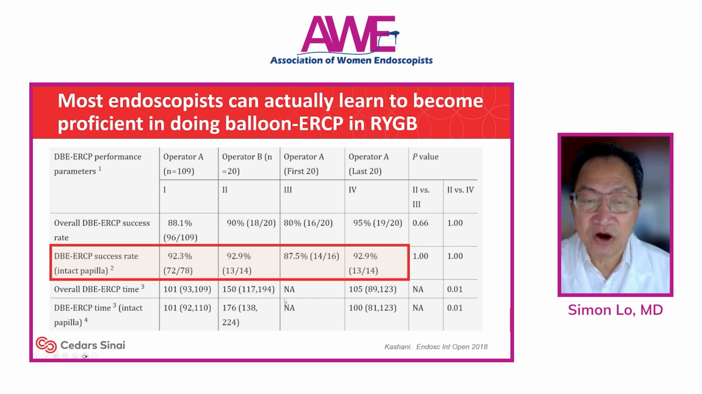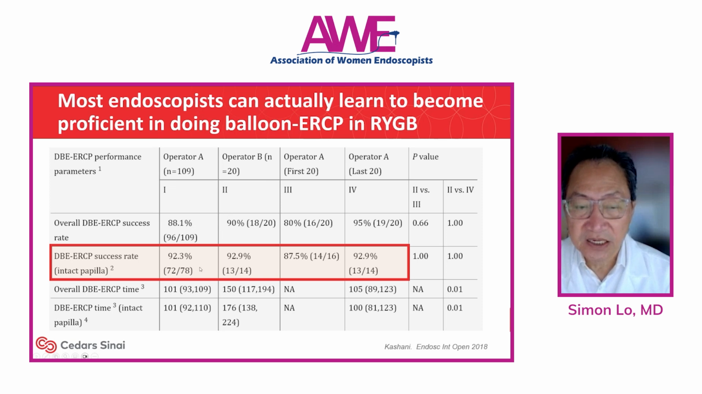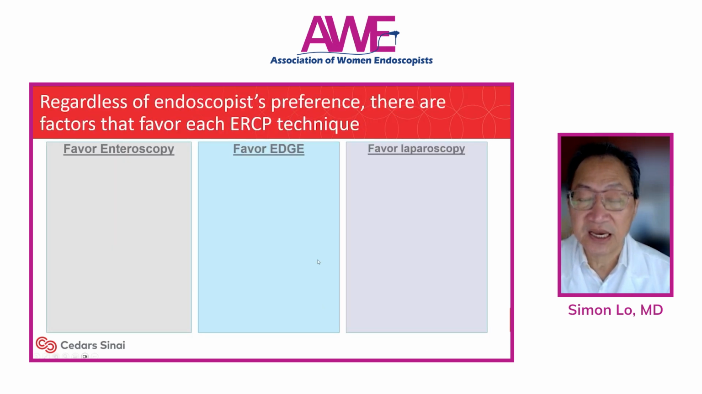People say that it's hard to do and you cannot learn, but actually you can learn. Look at our experience that we published: this was me after over 100 cases, with a success rate of over 92%. But my colleague, who had never done that before and learned how to do enteroscopy ERCP, had a success rate for the first 20 cases exactly the same as what I had. So you can actually learn to be really good at it. And no, it's not always like 50-some percent. It's actually a 90% success rate.